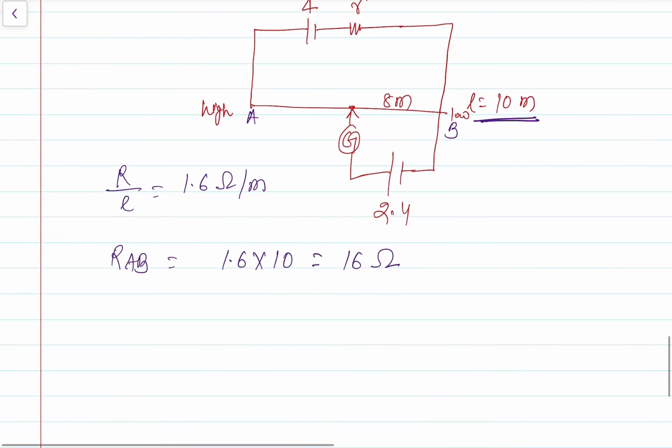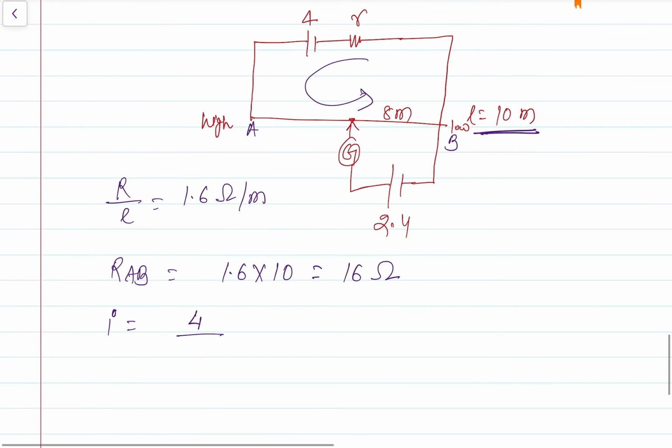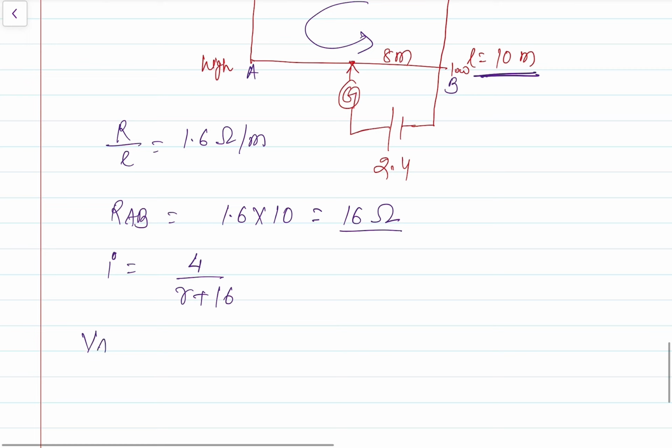Right, now find the current in the given circuit. So I is equal to 4 by total resistance. So here resistance is small r, plus total resistance of AB is 16. So current is 4 by R plus 16. This is potentiometer current. Now we have to find the potential difference of the wire between the point A and B. So potential difference is nothing but I times RAB, resistance of potentiometer wire.